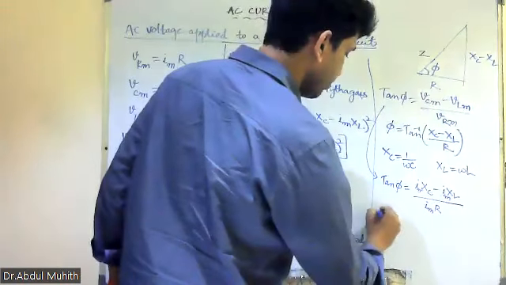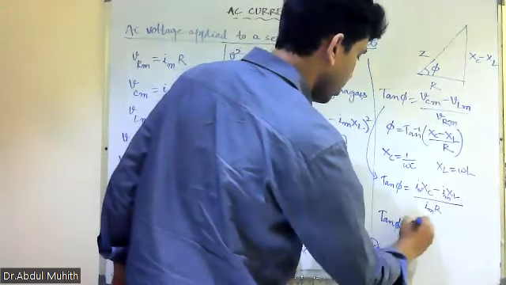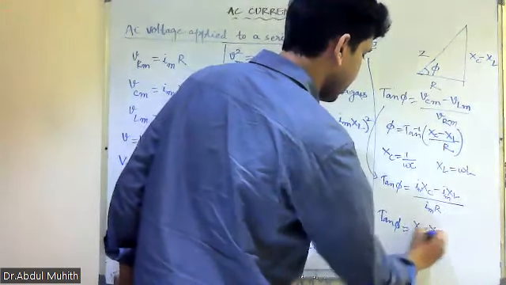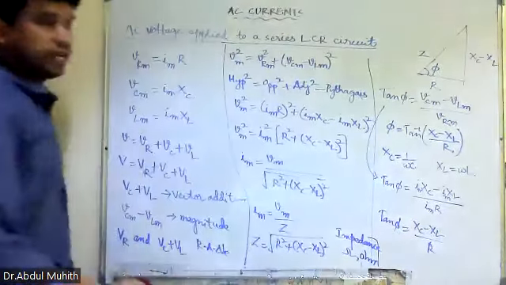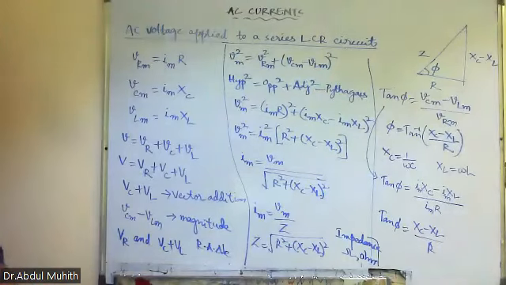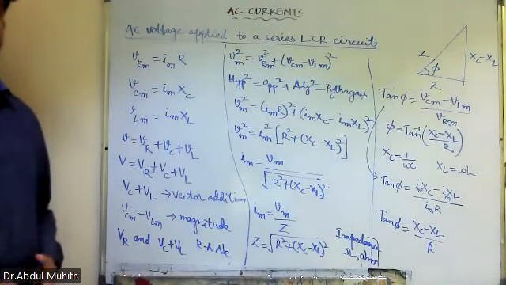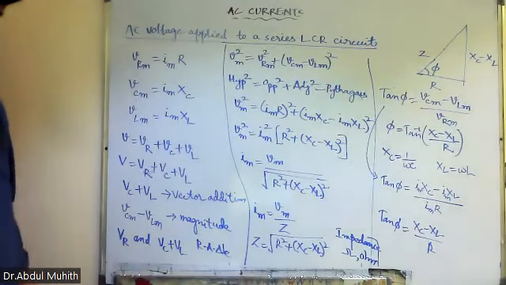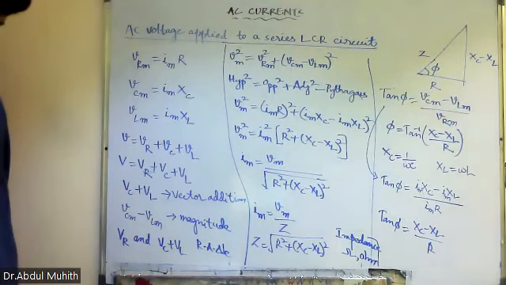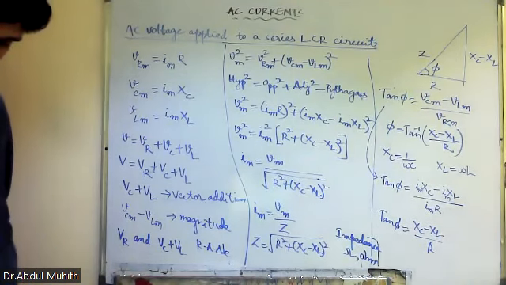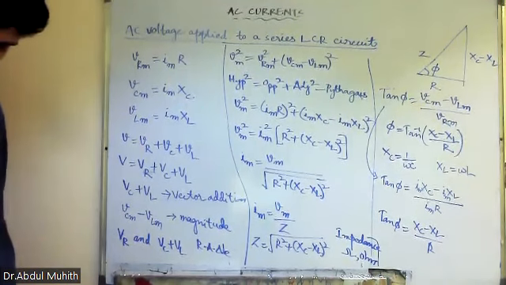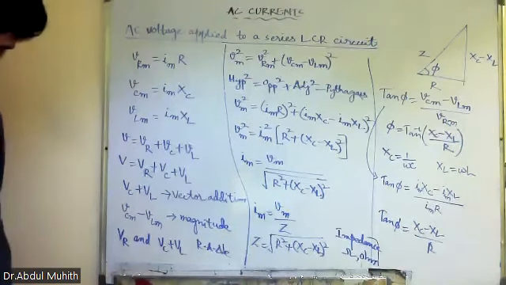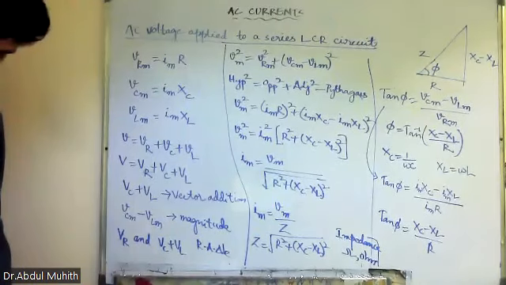So what do we get here? Tan phi is equal to XC minus XL divided by R. Okay, so this formula has come now. If you reverse it, you will get phi is equal to tan inverse of (XC minus XL) by R. Is that clear, all of you? Yes, sir.